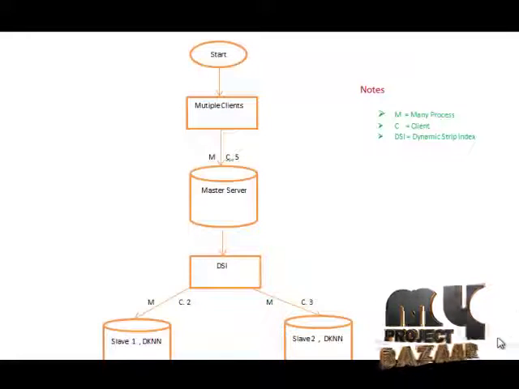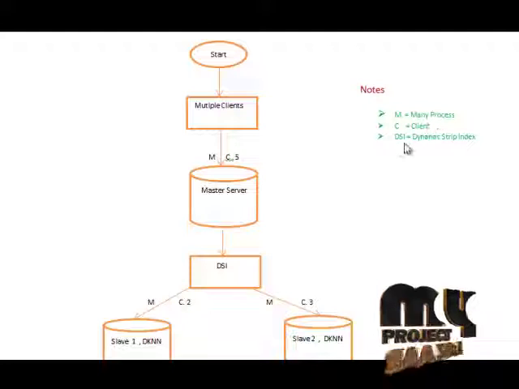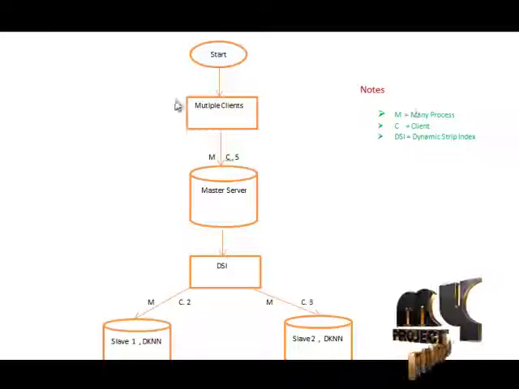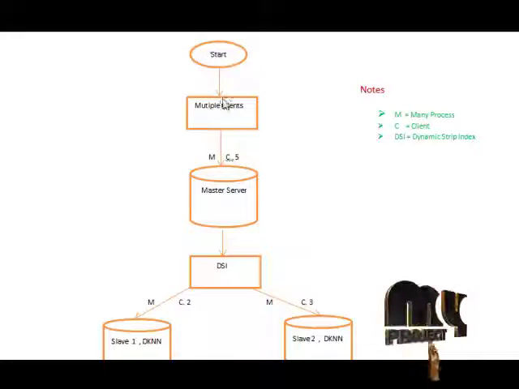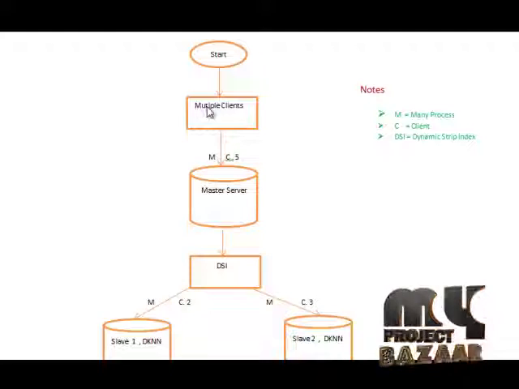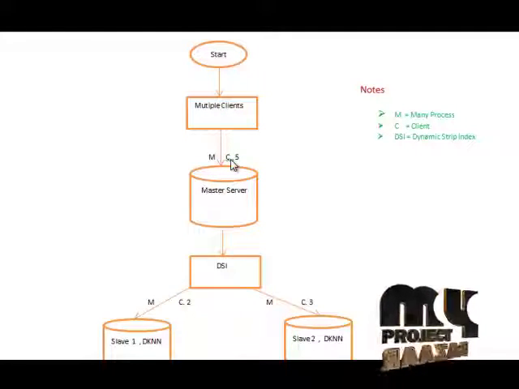This is the flow diagram for this project. Notes: M means many, C means client, DSI is dynamic step index. These notes are used in this flow diagram. So first, start the process. Then enter the multiple clients. This process has 5 clients. M means many, and C means client.